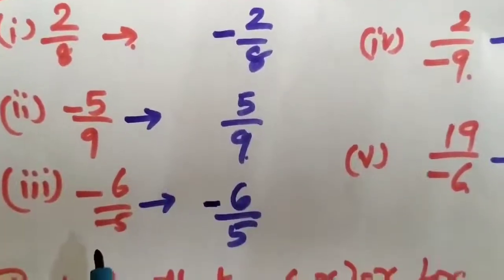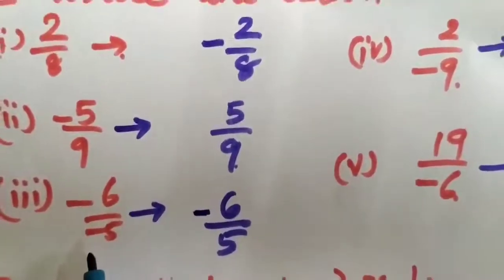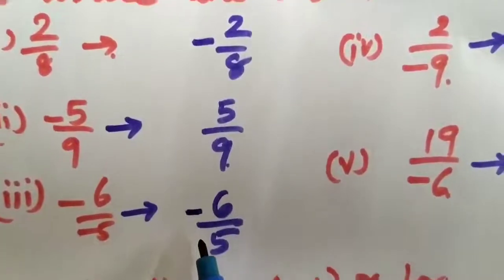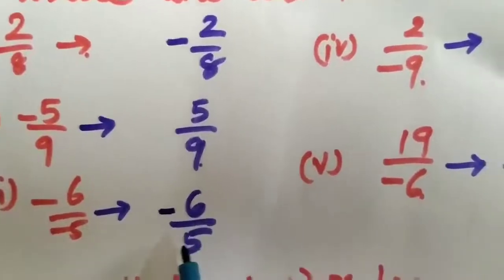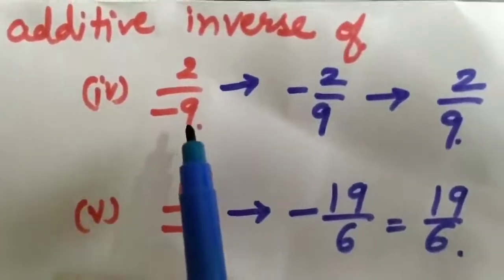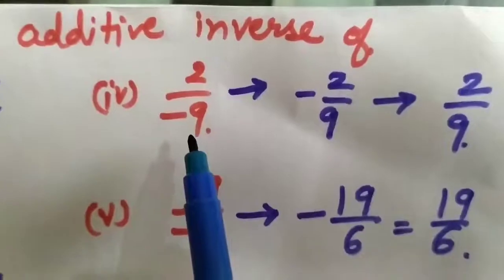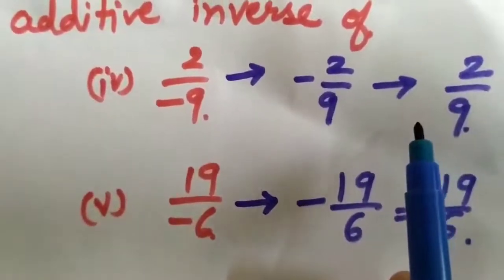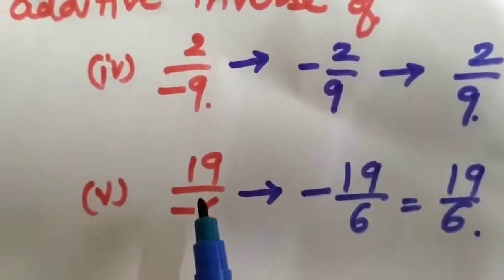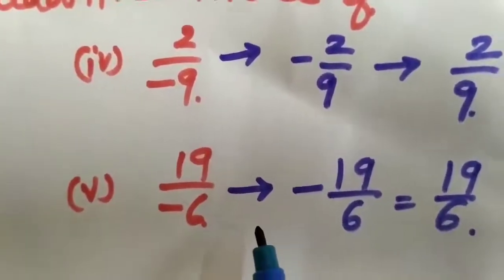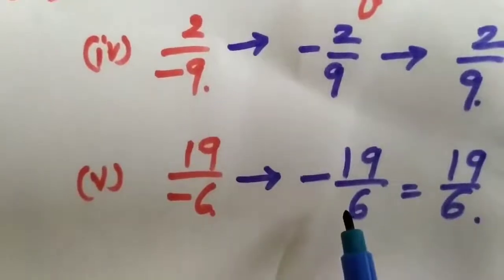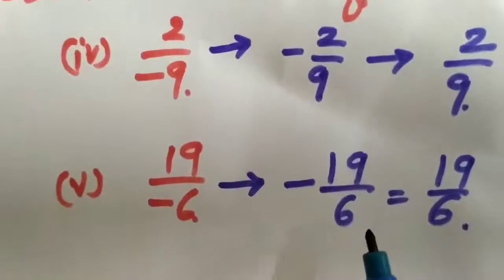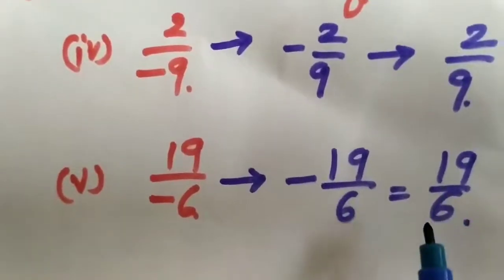Third number minus 6 upon minus 5. Now here both the numbers are minus. So it becomes plus and the answer becomes minus. So minus 6 upon 5 is the answer. Next number 2 upon minus 9, that is minus 2 upon 9 and answer is plus 2 upon 9. Next number 19 upon minus 6 means minus 19 upon 6, minus can be written in the middle, and so as the number is minus, the answer is plus, that is plus 19 upon 6.